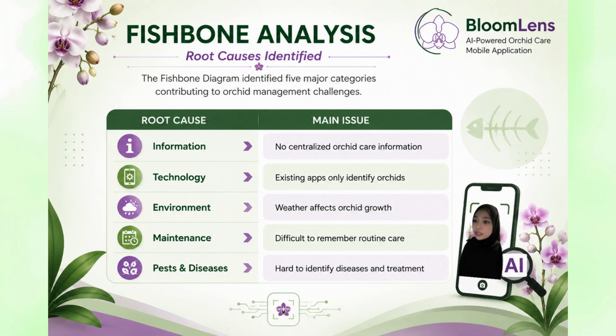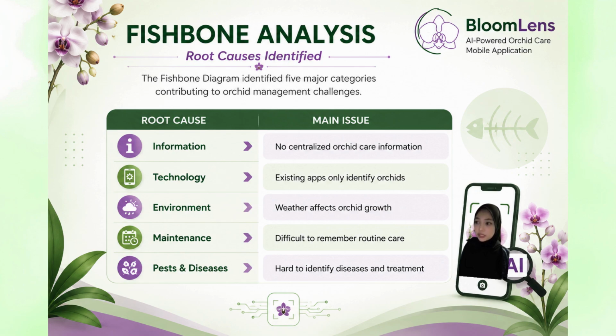Number two is technology. Existing digital tools are primarily designed to identify orchids, with limited functionality for providing extended care for the plants. Individuals still have to use multiple apps or perform manual tasks to track the progress of their planting, record their maintenance schedule, and keep records.